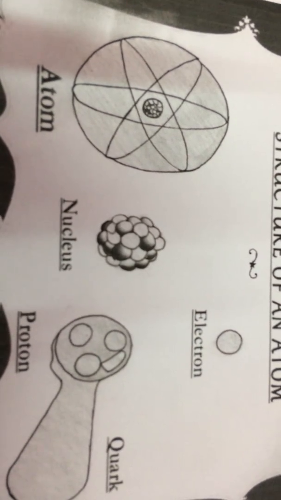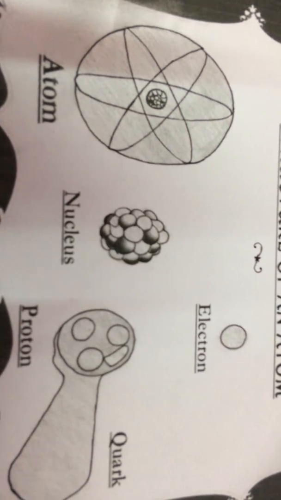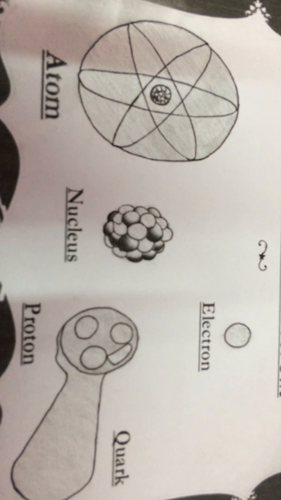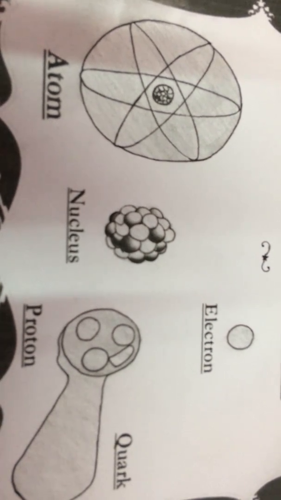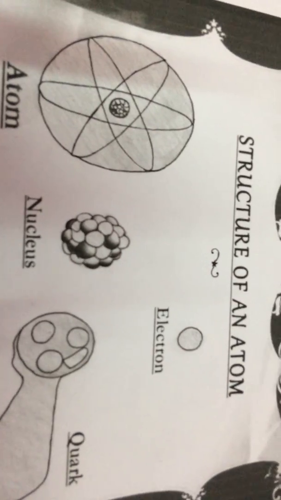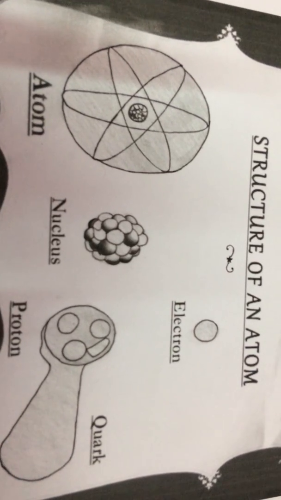Energy is emitted or absorbed when an electron jumps from one energy level to another. The higher energy state is called the excited state. The amount of energy emitted or absorbed is given by the difference in energies of the two levels. Delta E is equal to E2 minus E1.